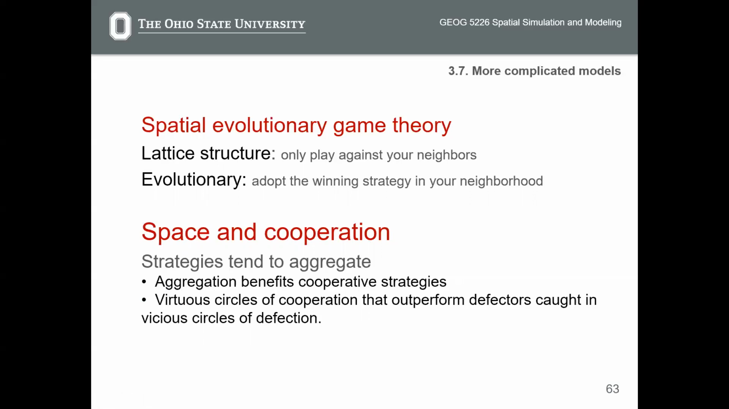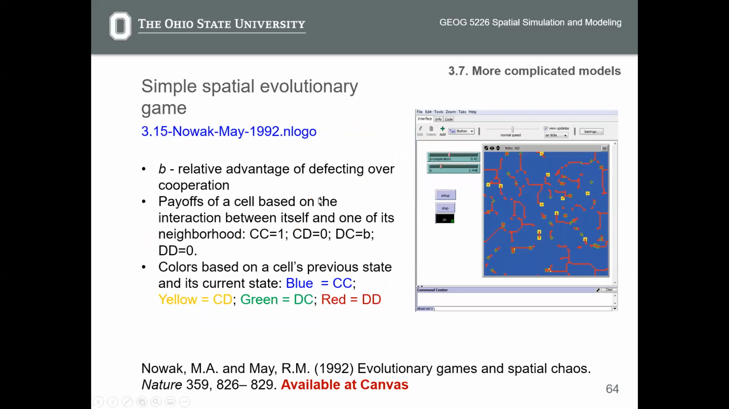They will be stable. They will continue to cooperate, and that's aggregation: virtuous circles of cooperation that outperform defectors caught in vicious circles of defection. Okay, here is the model. I will show you the rules here and different configurations here, and I will show you the model in NetLogo.